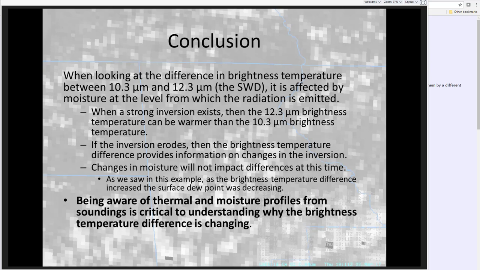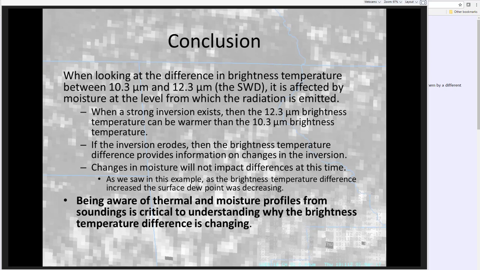So what I kind of told my staff about this is that when you're looking at the difference in brightness temperature between 10.3 and 12.3, it's affected by moisture at the level where radiation is emitted. So if you have a strong inversion, then the 12.3 temperature can be as warm or even warmer than the 10.3 brightness temperature. And then as that inversion erodes, you'll see the brightness temperature difference provide information on the changes in that inversion. And if that brightness temperature difference doesn't change, that may be telling you that the inversion is going to stay stronger for a longer period of time.